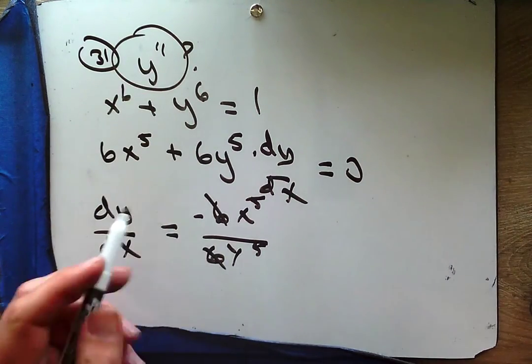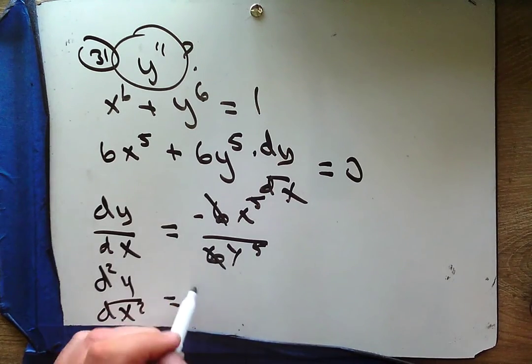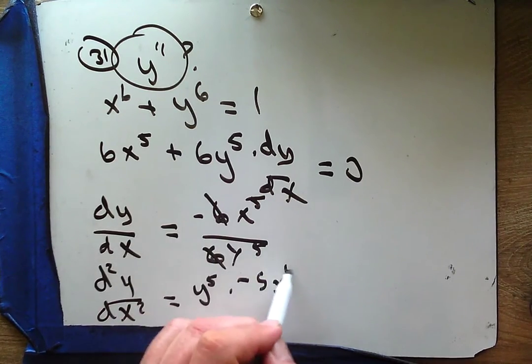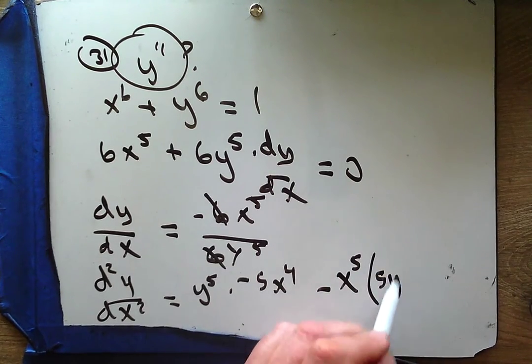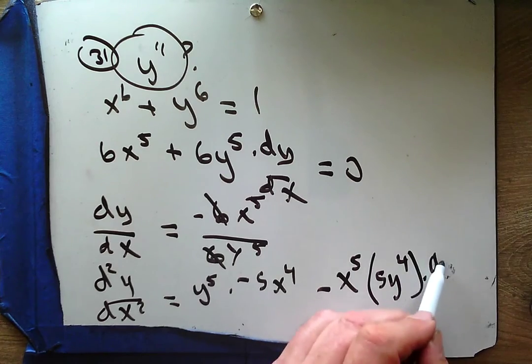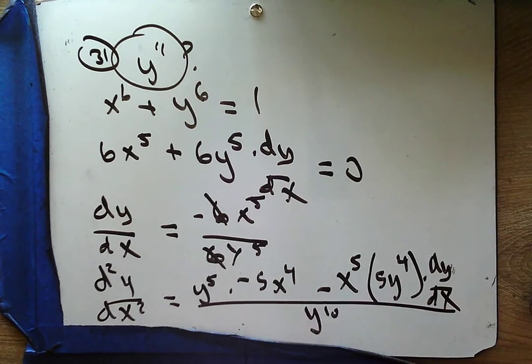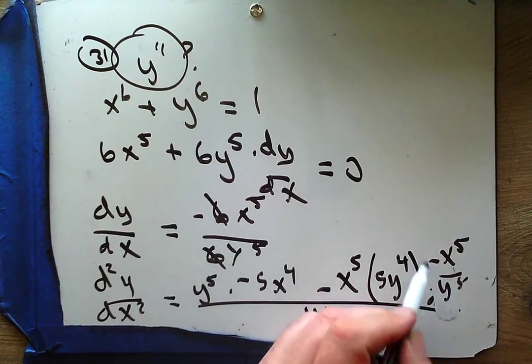So now I'm going to use quotient rule for the second derivative. And that's going to be low d high, which is negative 5x to the 4th, minus high d low, all over low squared. Remember, we can't leave that in our answer. We have to replace this with dy dx. Negative x to the 5th, y.